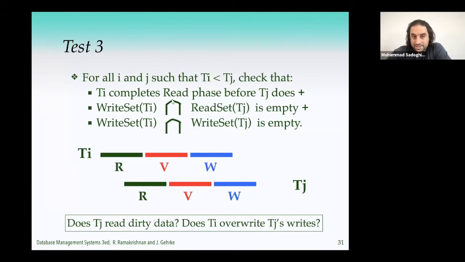So first of all, TI completes read phase before TJ does. That means the validation of TI starts before the validation of TJ, which goes back to the assumption we made that TI is smaller than TJ. So that's basically this first criteria. But now this becomes a little more interesting.